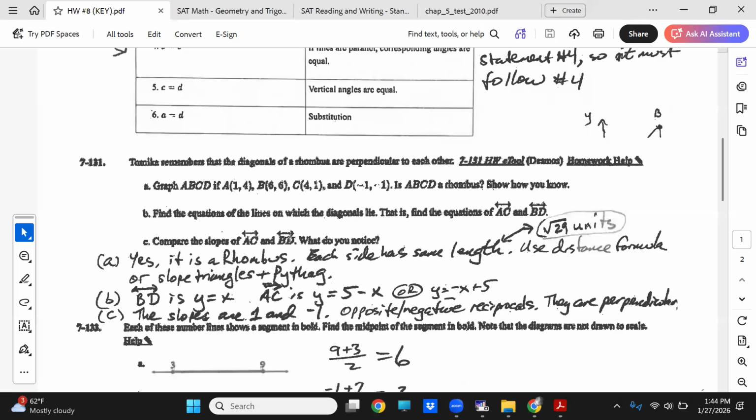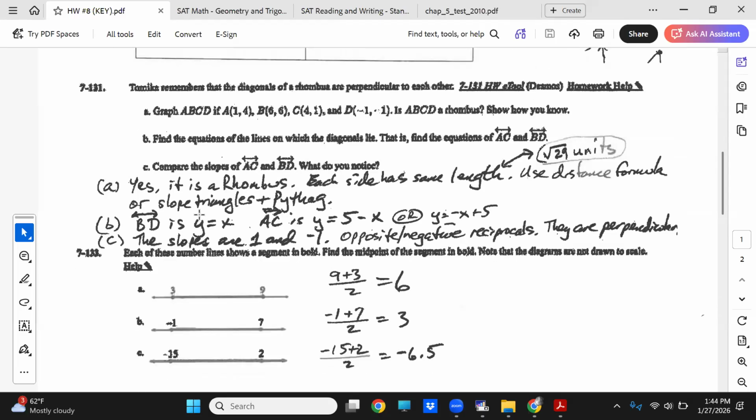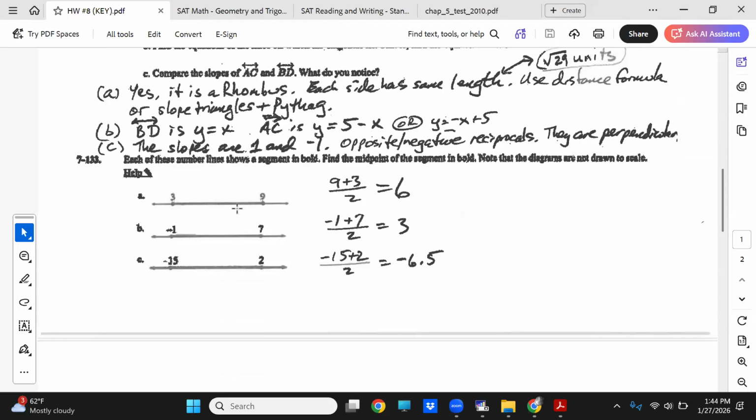The other thing about a rhombus too is that each side has to have the same length. So you could have done that as well, instead of finding the slopes of the diagonals. But you could do that too and make sure they're negative reciprocals. That would prove it. Here, that's easy. Find the midpoint, just the average of those coordinates.